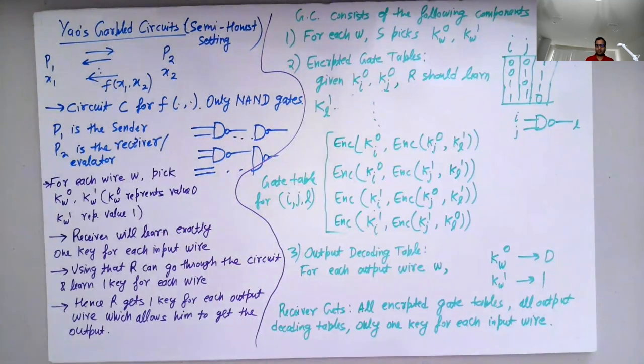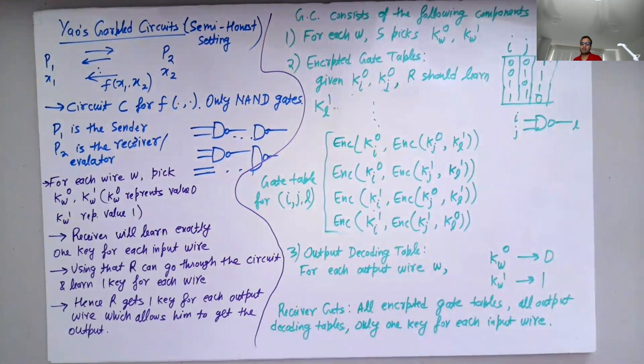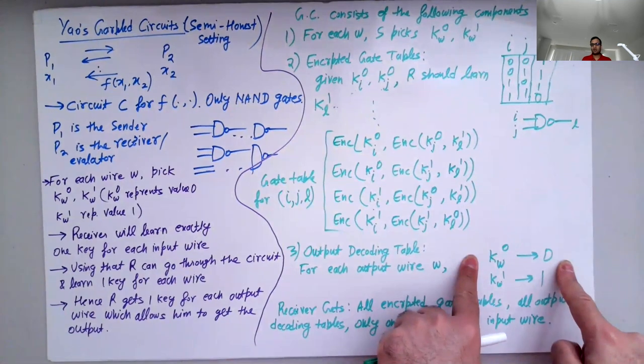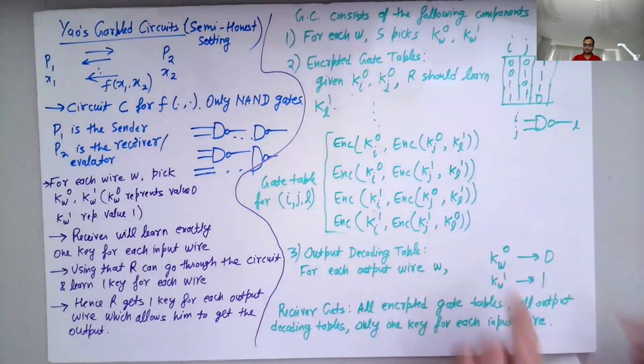Receiver doesn't get both the keys for the input wires. So receiver starts with one key for each input wire. Receiver evaluates, goes through the whole garbled circuit. For each intermediate wire, the receiver learns exactly one key for each wire. So receiver gets the keys corresponding to the output wires. And then receiver just looks up what the output is supposed to be given the output decoding table. So that's the whole idea.